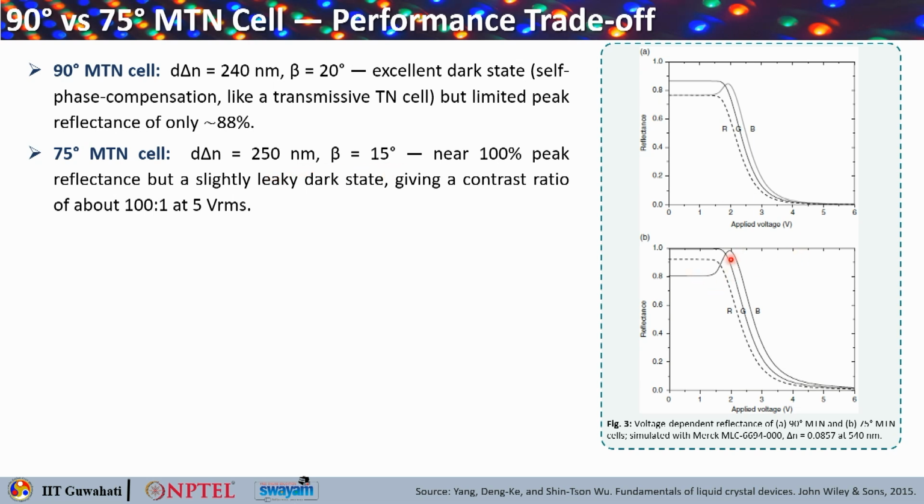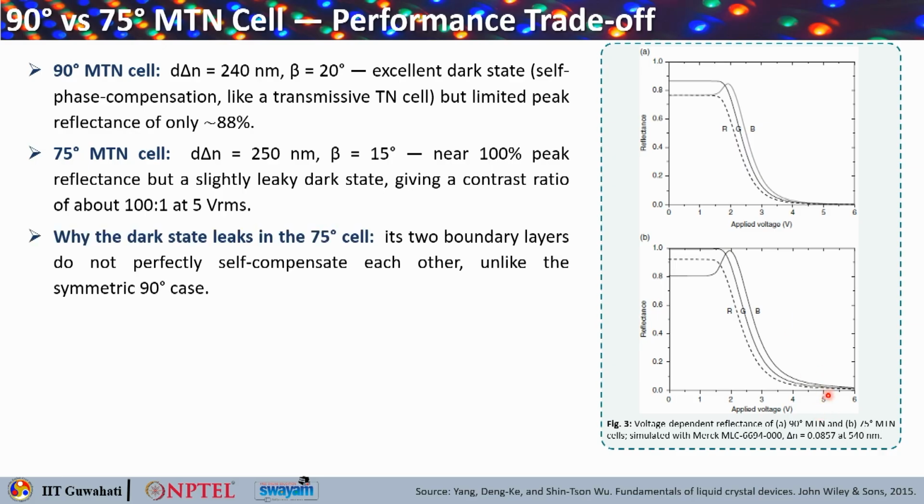So, what you see, you are actually getting almost 100% peak reflectance. However, if you see the dark state, there is a slightly leaky dark state. However, you get a contrast ratio of around 100:1 at 5 volt RMS. Okay. Now, the question is why the dark state leaks in this particular 75 degree cell.